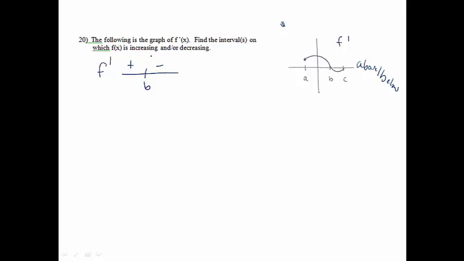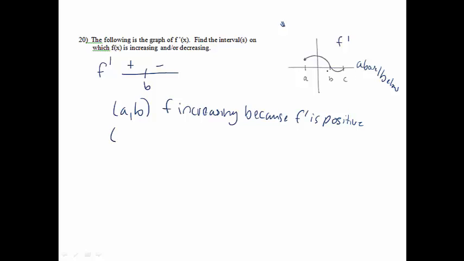Okay, and then when it's asking for the intervals on which f of x is increasing, I know that that's where f prime is positive. And I notice my graph just goes from a to c, so from a till I get to b, that will be where f is increasing. And if they did ask me to justify, which they generally do, that would be because f prime is positive. And then from b to c, that would be where f is decreasing. And that would be because f prime is negative.